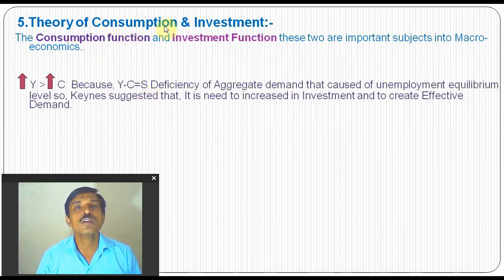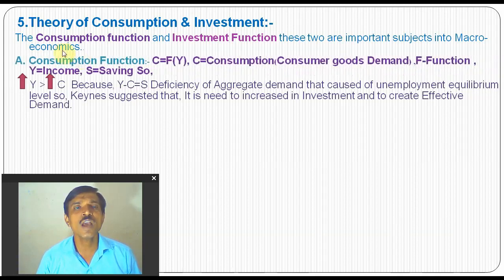The next is the theory of consumption and investment. The consumption function and the investment function, these two are important subjects in macroeconomics, explained in J.M. Keynes's theory, the General Theory of Employment, Interest and Money. He explained the consumption function and the investment function, both for increasing effective demand.